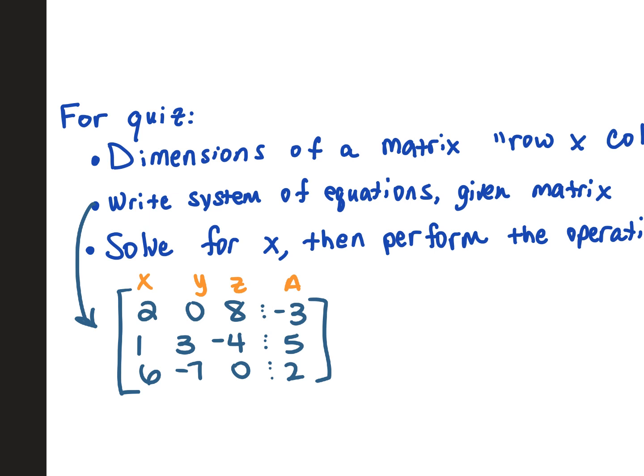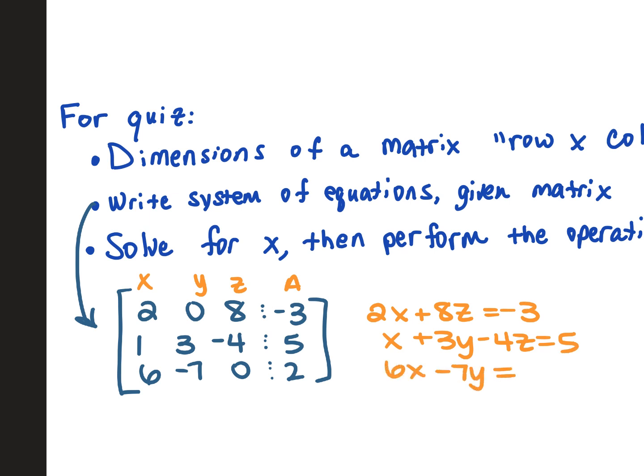So that means you have 2x, you don't have a y for that one, plus 8z is equal to negative 3. Then you have x plus 3y minus 4z is equal to 5, and 6x minus 7y, you don't have a z on that one, is equal to 2. So that would just be the system. What's in orange would be your system given the matrix that's there.